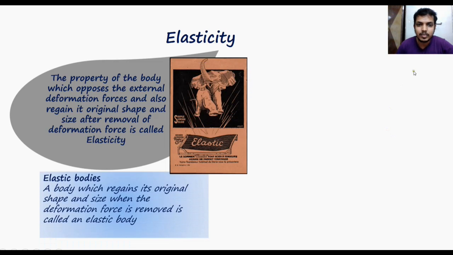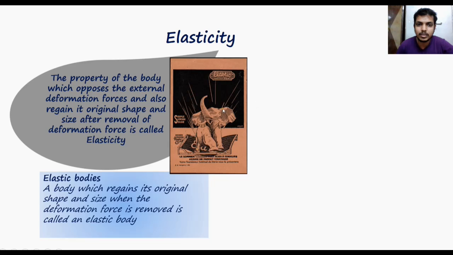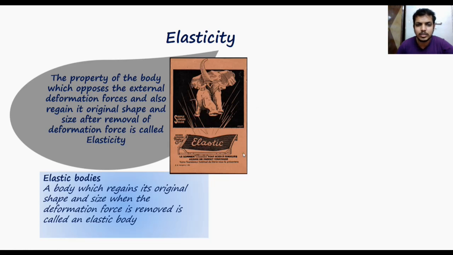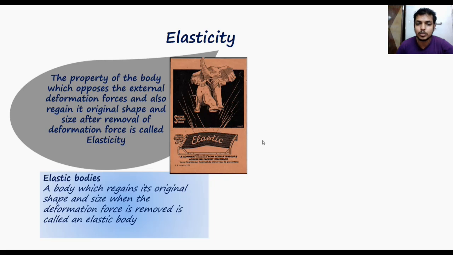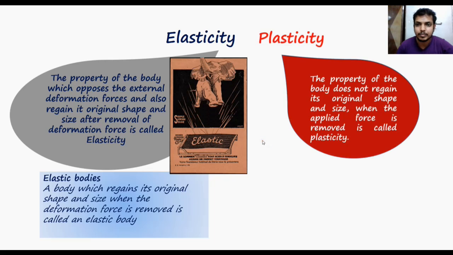Let's see some examples of elastic material. This nice image shows an elastic body, with that kind of animation. You can get the example from it. You have seen in your lifetime many elastic bodies like rubber and many other things, but more elastic than rubber is steel, because steel can take much more stress than rubber.